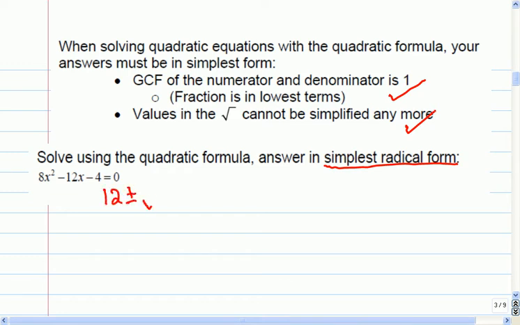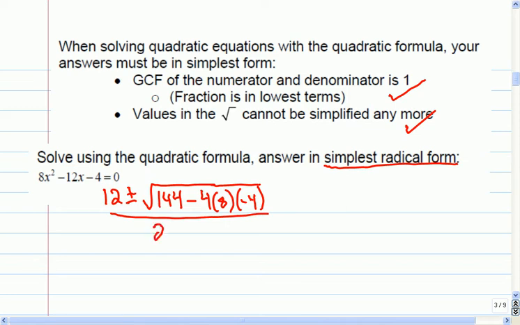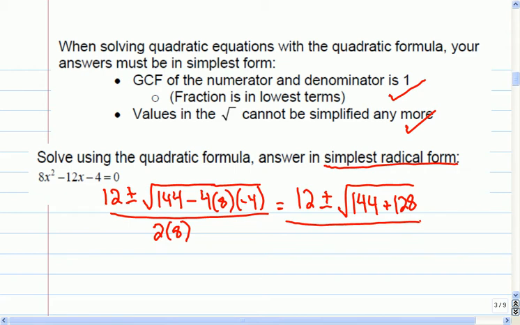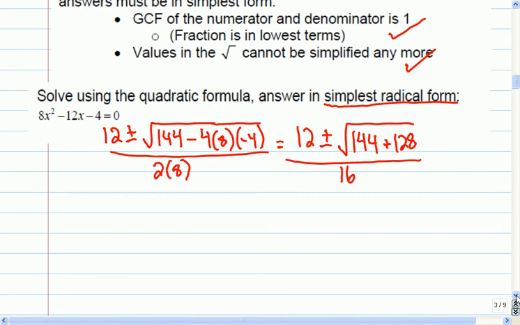So this will be 12 plus or minus the square root of 144 minus 4ac, all divided by 2 times 8. And 16 times 8 is 128. So 12 plus or minus the square root of 144 plus 128 all over 16. So 144 and 128, I get 272.